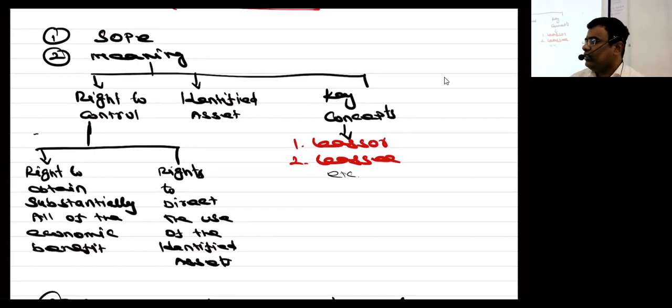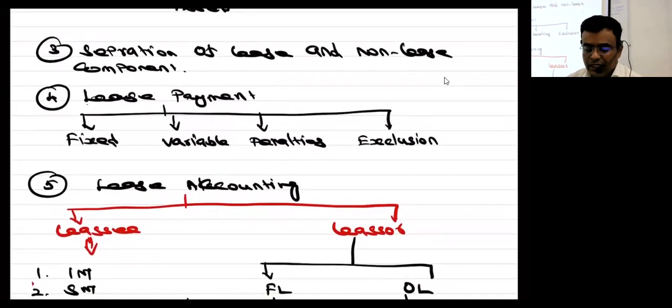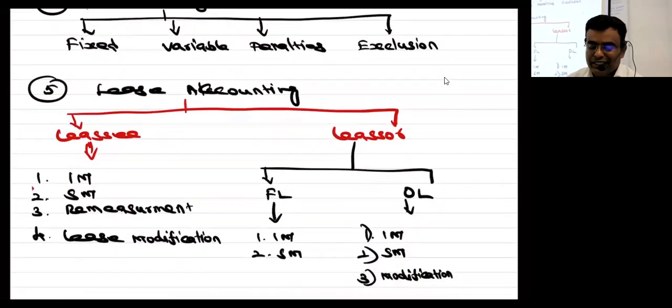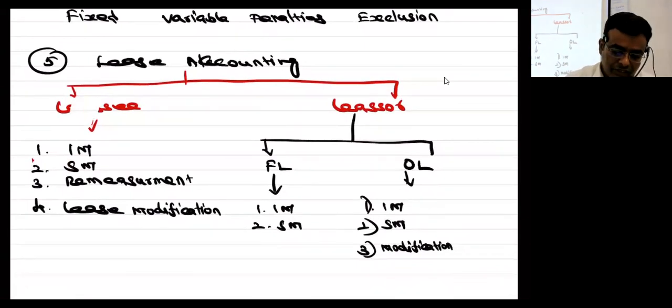So what we are going to learn from this standard: we will be learning the scope, meaning of right to control, identified assets, the other key concepts like who is lessor, who is lessee, what is lease payment, all those things. And separation of lease and non-lease component, then lease payment, fixed, variable, penalties, what should be excluded, then lease accounting from the point of lessee and from the point of lessor.